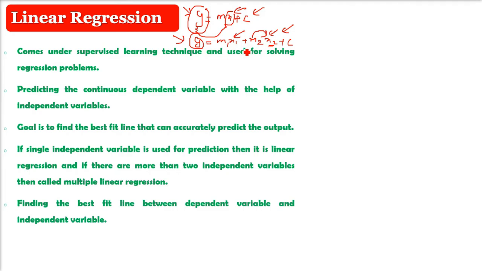By finding the best fit line, the algorithm establishes the relationship between the dependent variable and independent variable, and the relation should be of linear nature. The output of linear regression should only be a continuous value, like the price, like age, like the salary. Okay, so these can be the output.